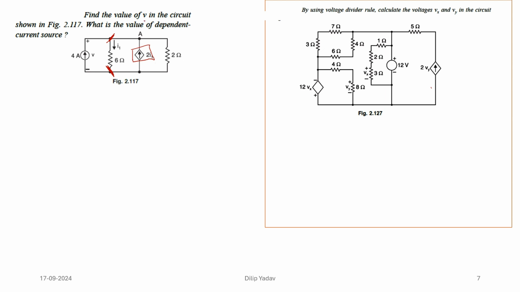Find the value of V in the circuit. Where is the V? It is going to ask me to find the value of V in the circuit shown. What is the value of the dependent current source? It is asking me what is the value of the 2i. So how are we going to solve it?